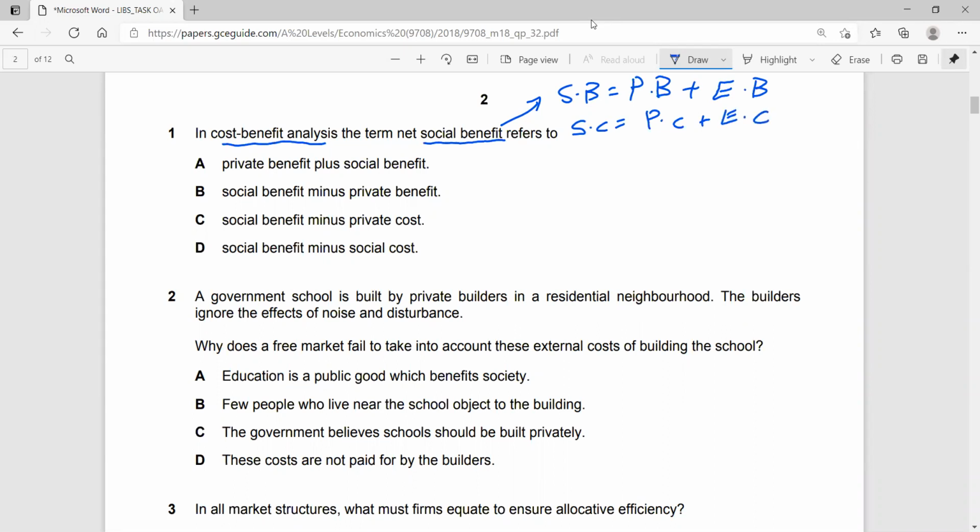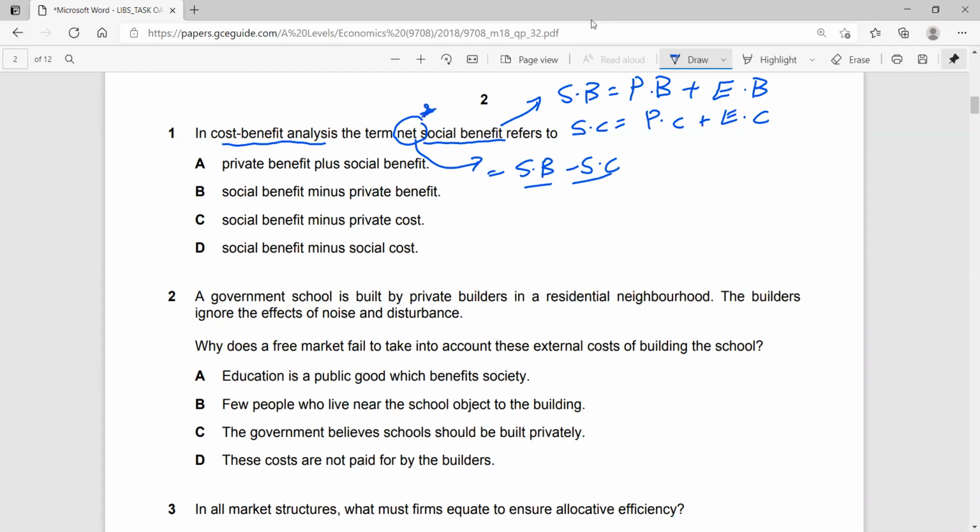However, they haven't just asked social benefit, they've asked net social benefit. The implication of the word net is you're looking at the overall or the total social benefit after you factor in the social cost. So net social benefit essentially is just social benefit minus social cost. That's the way you compare social benefits and social costs and see whether the benefit is actually more than the cost or not. That's the important thing, the word net here.